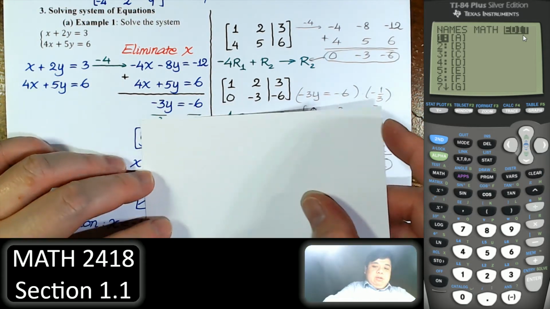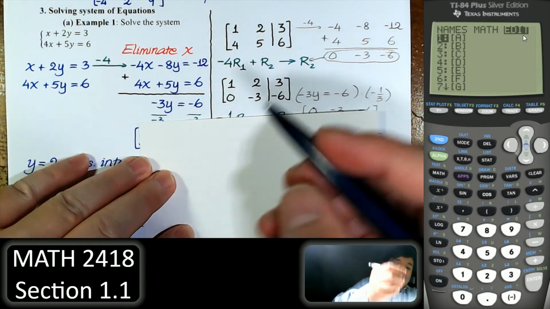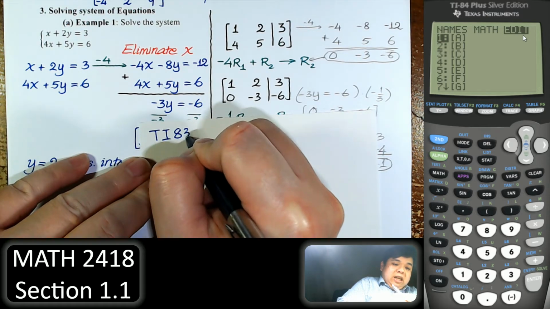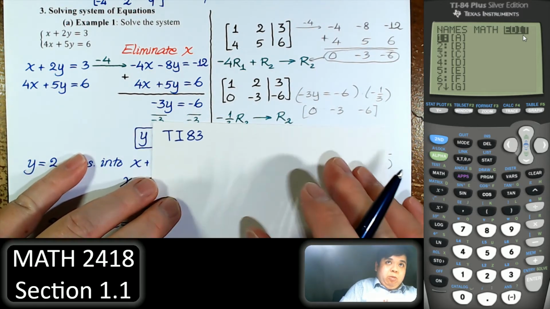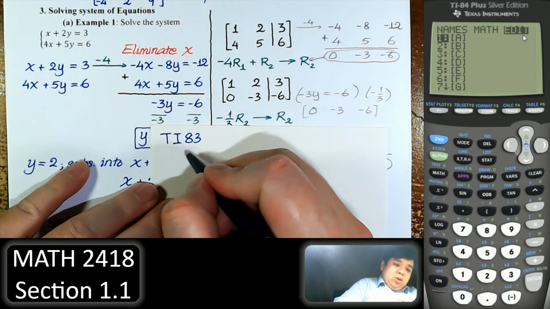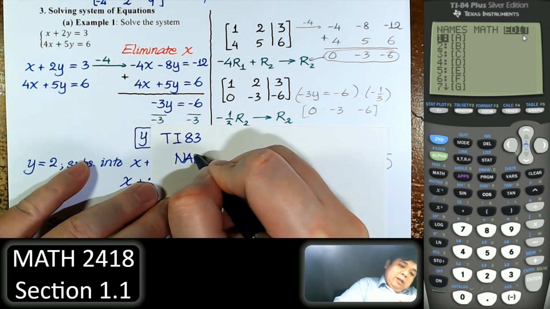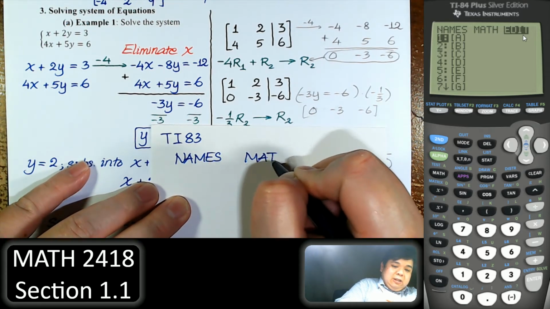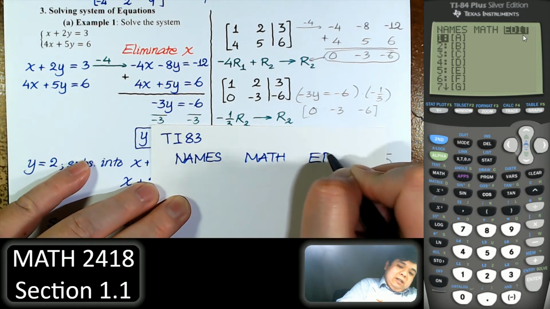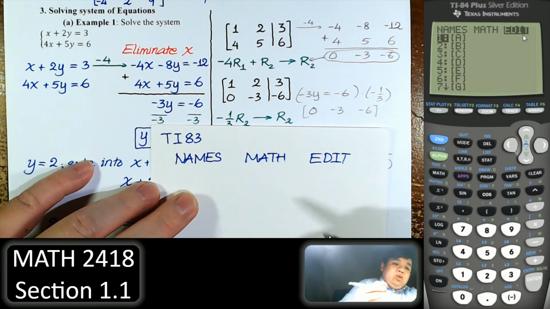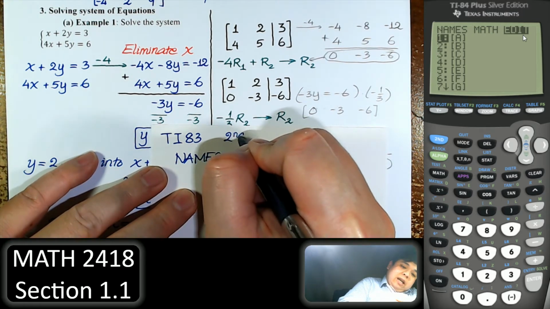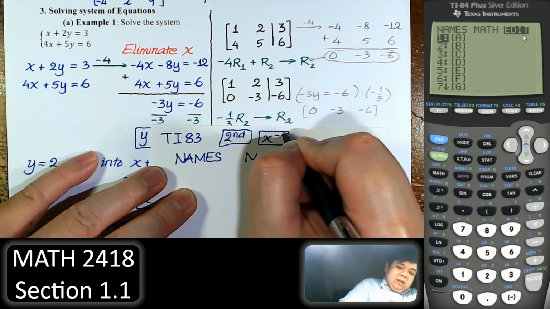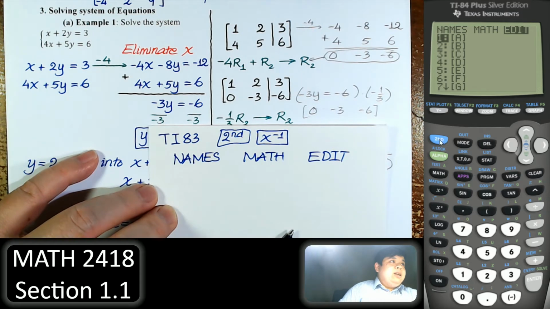So let me write this down. Like I said, this is only when you use the TI-83 or the TI-84 without the new operating system. So we have names, math, and edit. So that is where we hit the second button and the x to the negative 1 button. Second, x to negative 1.